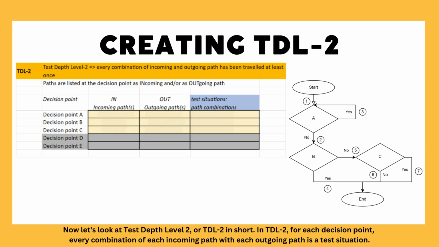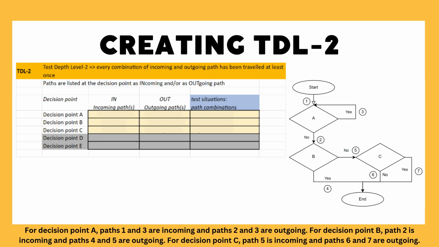Now let's look at Test Depth Level 2, or TDL2 in short. In TDL2, for each decision point, every combination of each incoming path with each outgoing path is a test situation. For decision point A, paths 1 and 3 are incoming and paths 2 and 3 are outgoing. For decision point B, path 2 is incoming and paths 4 and 5 are outgoing. For decision point C, path 5 is incoming and paths 6 and 7 are outgoing.